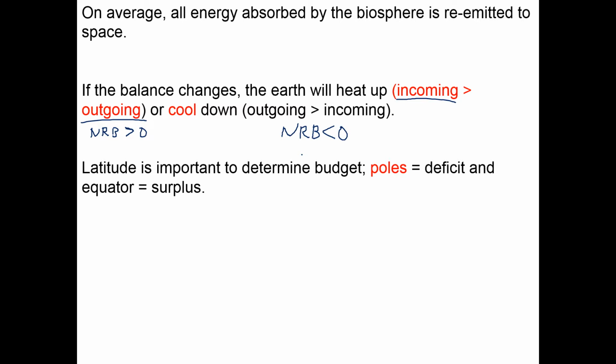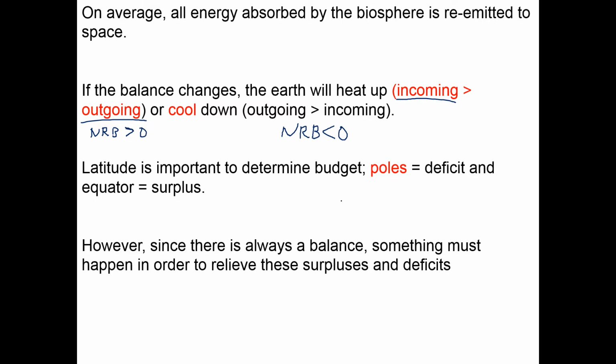You're releasing more energy than you're getting in. Technically, you're releasing an equal amount of energy throughout the globe, but the poles are getting less. Remember from earlier, poles are getting less sunlight, but the equator is getting more, so it has a surplus. So overall, the planet stays the same. There is going to be a balance, where some places have a surplus and some places have a deficit, like the example we've seen.